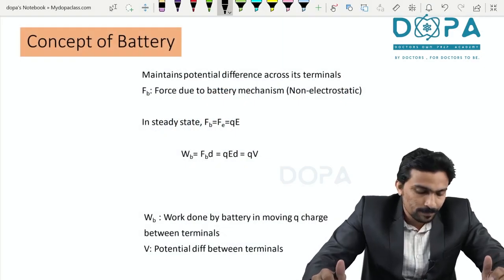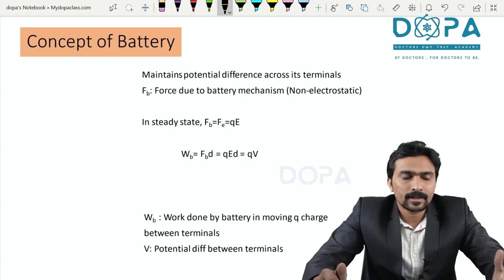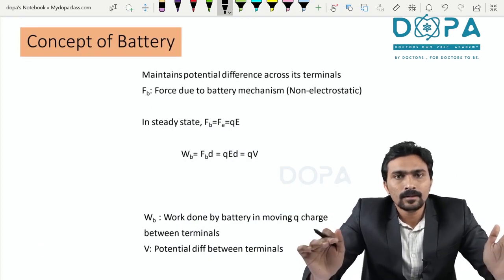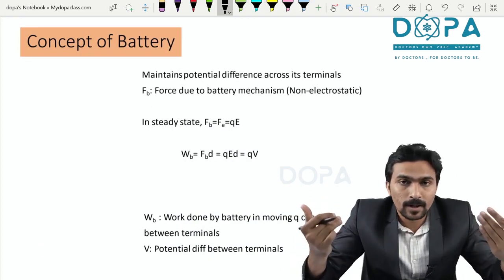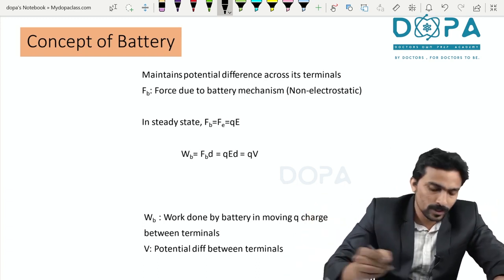Concept of battery. Okay, so what is a battery? What is its function in a circuit? And more importantly, what happens inside the battery? Okay, so we are interested in that.